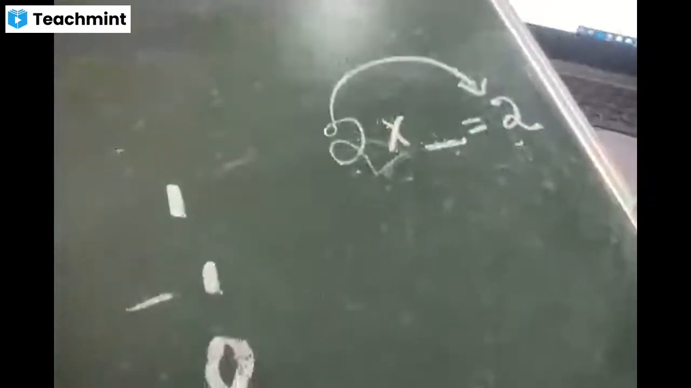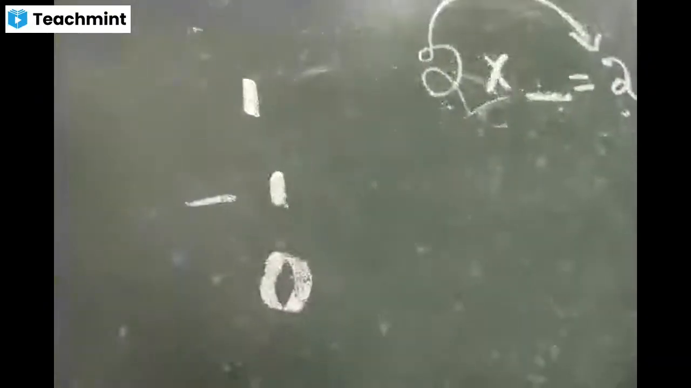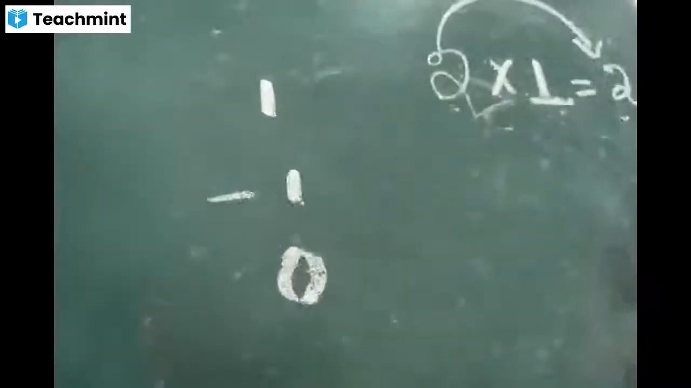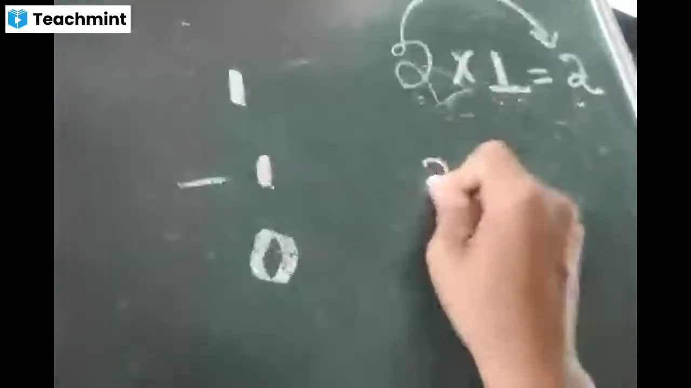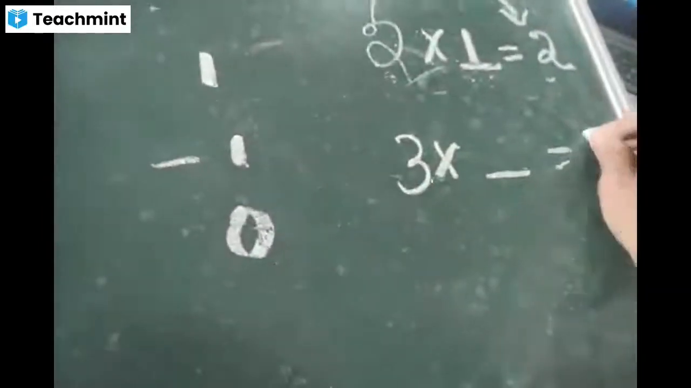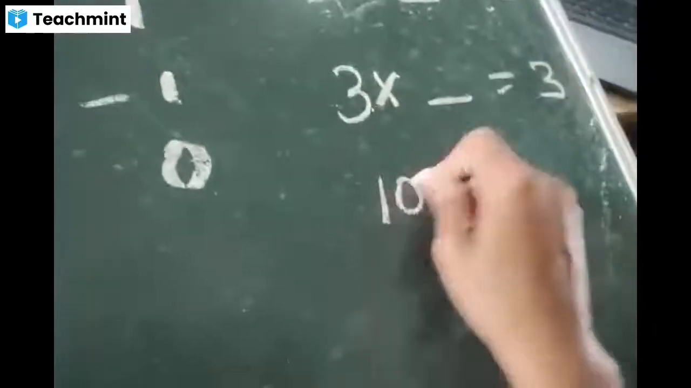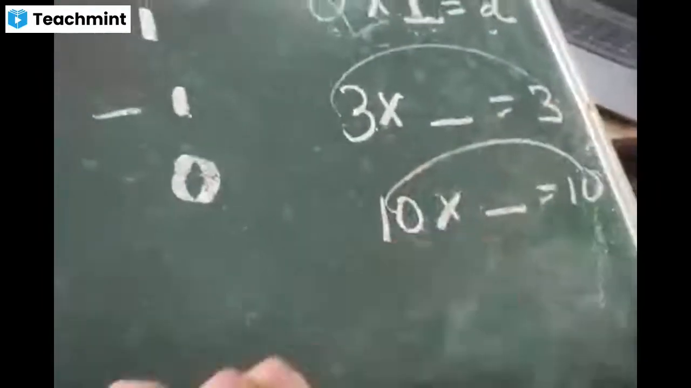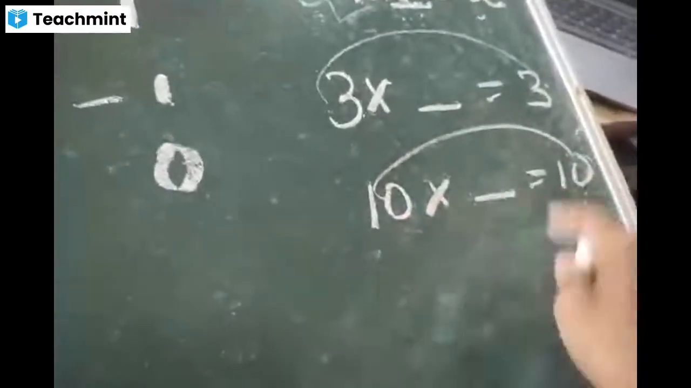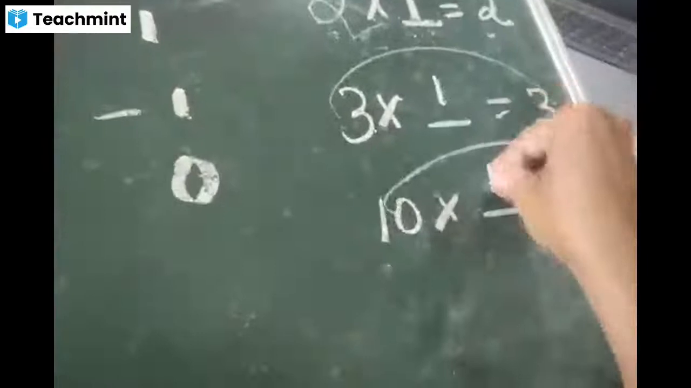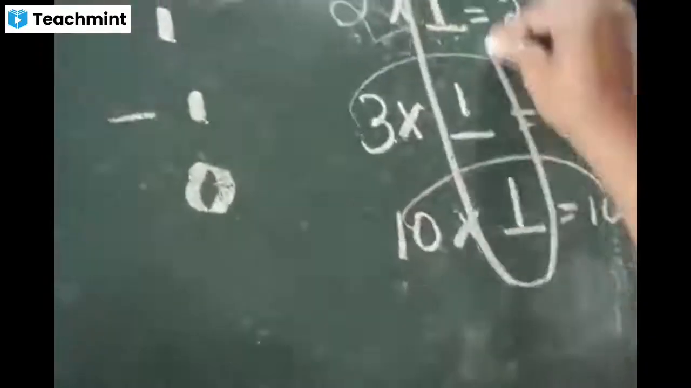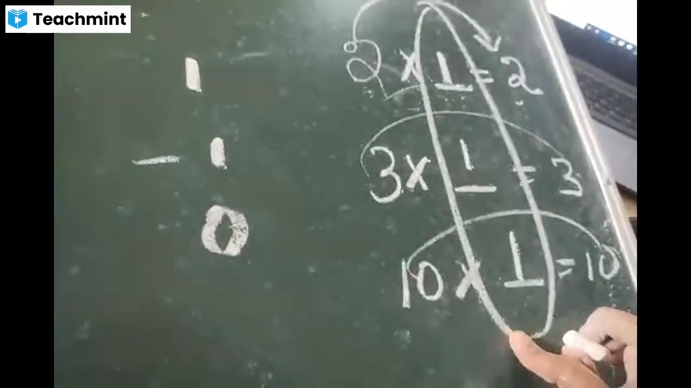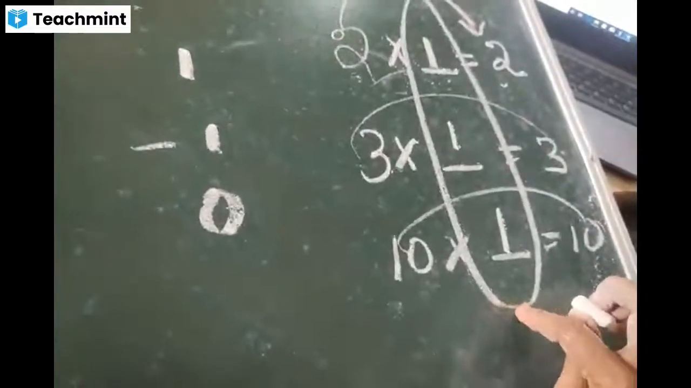Yes. Don't put your answer in the chat box. You can speak here, no problem. So 1, this type of number. Suppose I take one more number. 3 into dash equal to 3. 10 into dash equal to 10. We must get the same number as the answer. Both should be same. So which number are we using here? This is called a multiplicative identity. Understood?